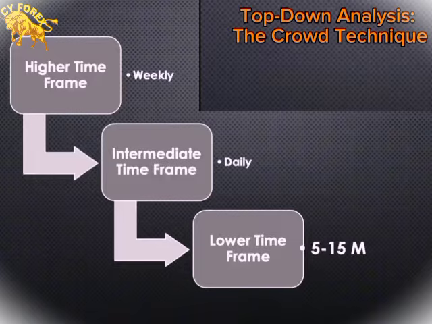The crowd technique works like this. First, traders start with the weekly chart to get a big picture view. They mark key support and resistance levels, thinking this will help them understand the overall market direction. Next, they move down to the daily chart to refine those key levels and look for possible trade setups. Here, they try to narrow down opportunities by focusing on how price moves around those weekly levels.